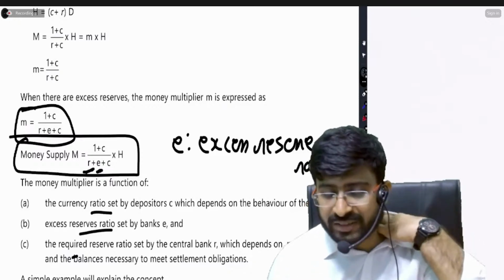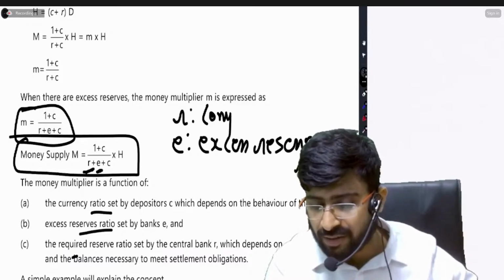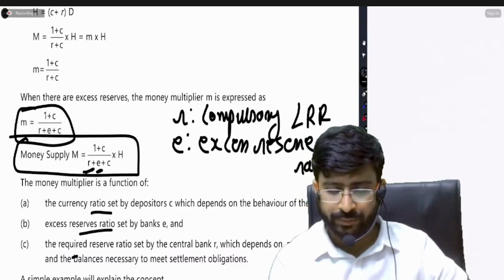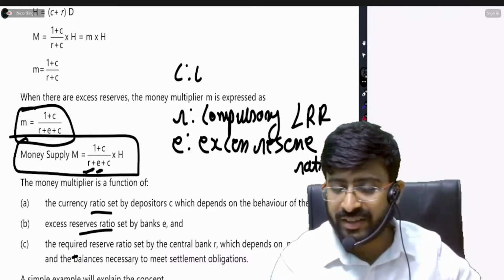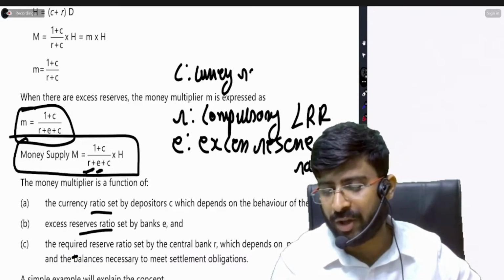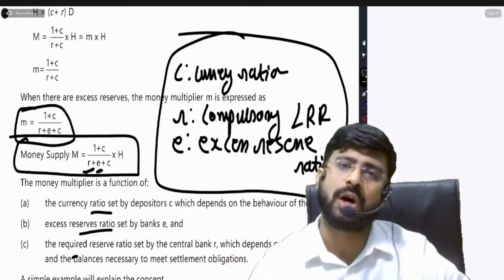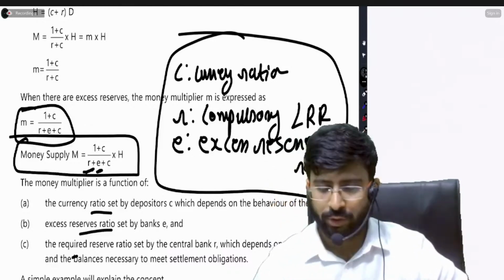R is the compulsory legal reserve ratio that I told you about. And what is C? Currency ratio, like what percentage of deposits people hold in the form of currency. Understood? Yes or no? Come on, guys. Note it down.